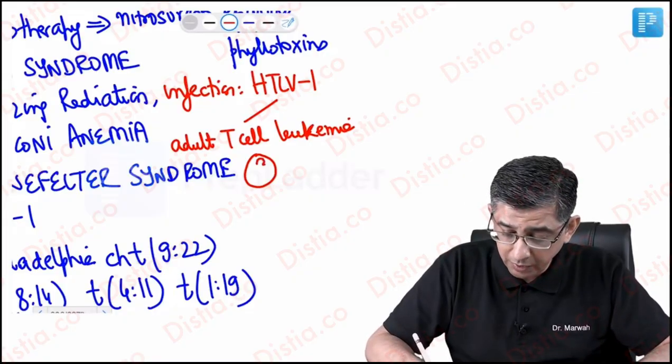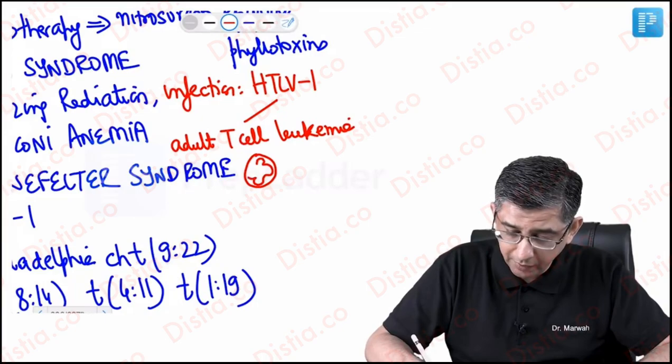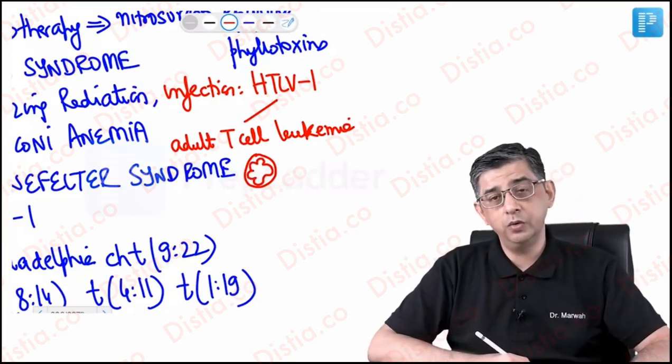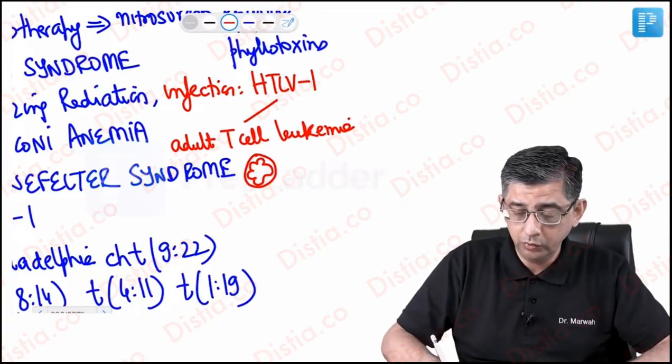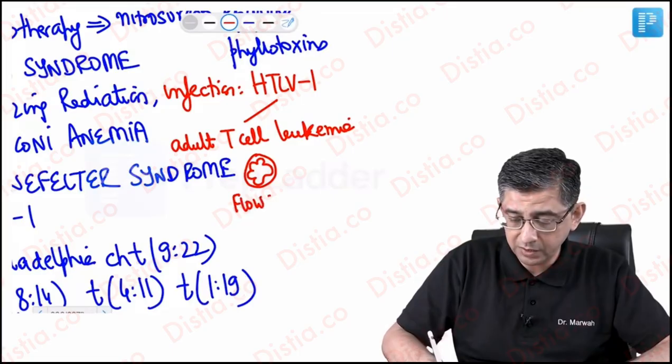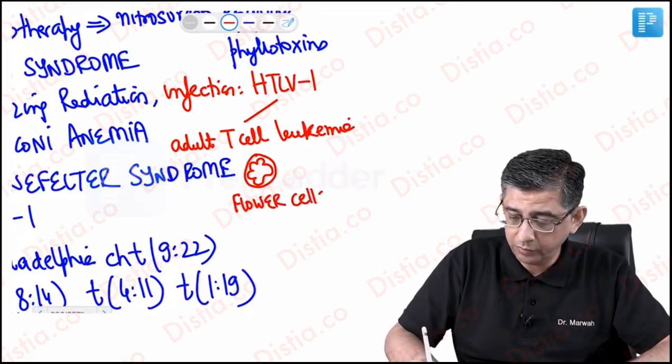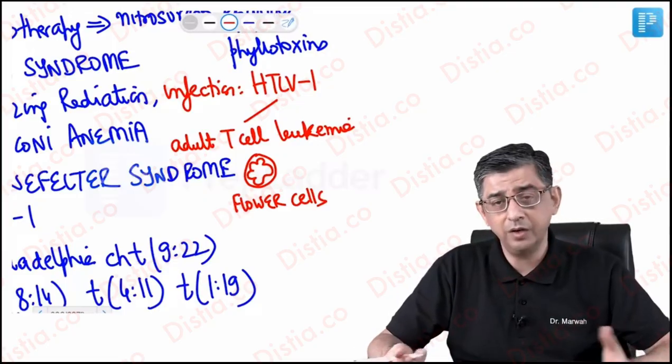But this nucleus will be having a very peculiar appearance, which would look something like either a flower, or I can use the word clover leaf. So you would have read this MCQ: flower cells are found in acute lymphoblastic leukemia. That's a very standard question, I would say.